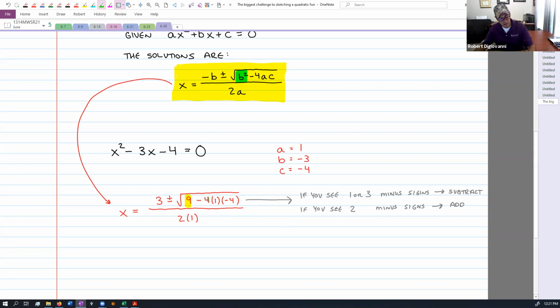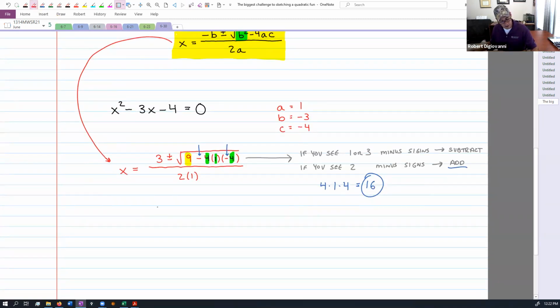I'm just going to look at these numbers, 4, 1, 4. I'm just going to multiply all those numbers together. So what is 4 times 1 times 4? I'm not even paying attention to the signs. 4 times 1 times 4 should be 16, right? 16. So what I'm going to do, because I see 2 minus signs, I'm going to wind up adding this number. Okay, I'm going to add that number.